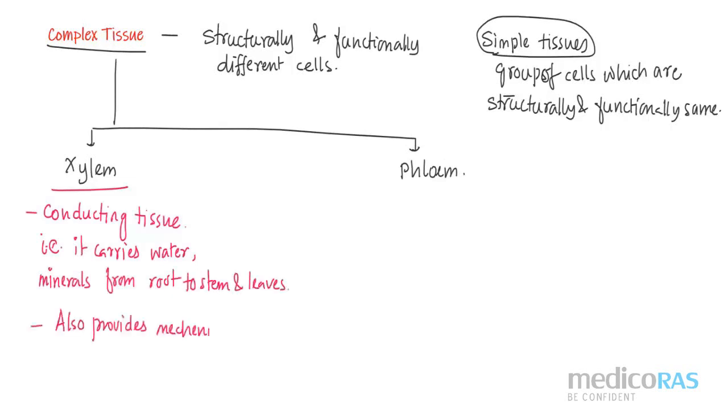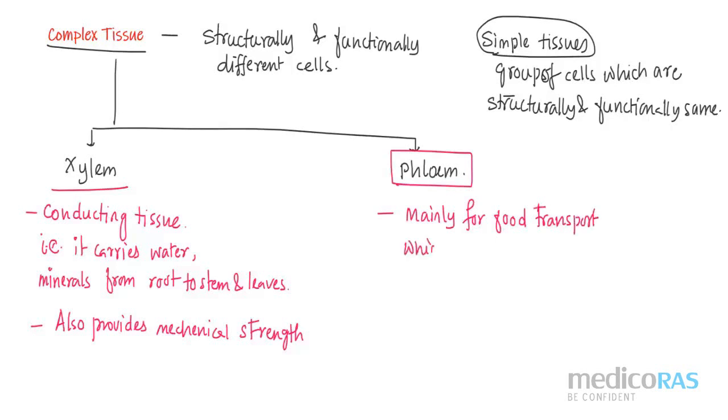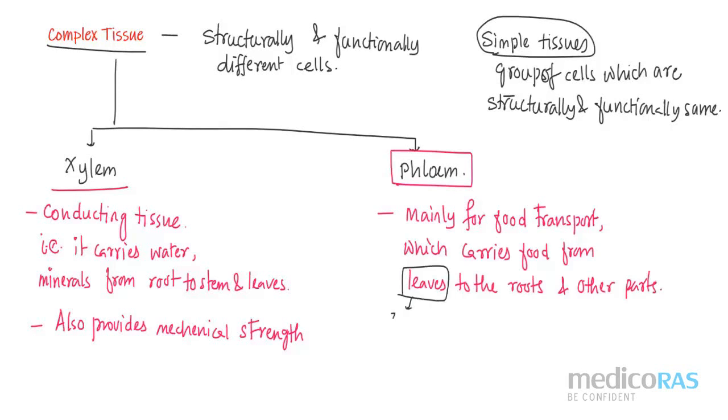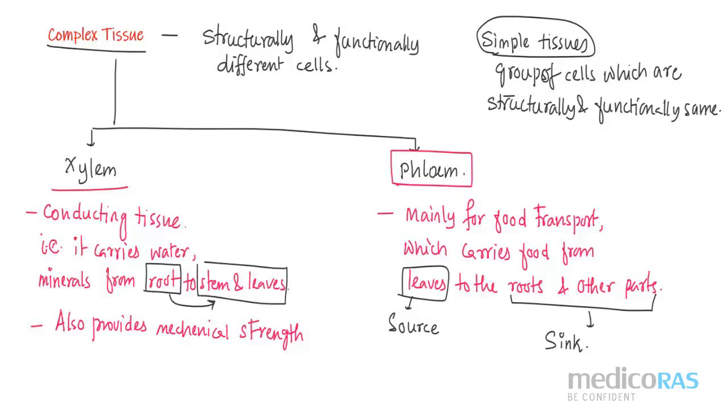It also provides mechanical strength, whereas phloem is mainly for the food transport mechanism, which carries food from leaves to the roots and other parts. So please remember here the leaf is known as the source, and roots and other parts where there is no photosynthesis are considered as sink. It is the opposite in the case of xylem, that is, the root gives all the minerals and water to the leaves and the stem.